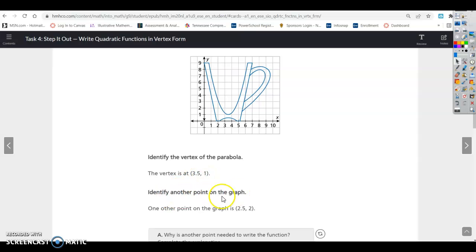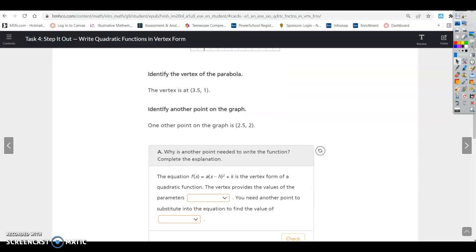Identify another point on the graph. One other point on the graph is 2.5 and 2. So you can identify different points, but they chose 2.5 and 2. So 2.5 and 2 is right here. So we've got this point and this point to work with.